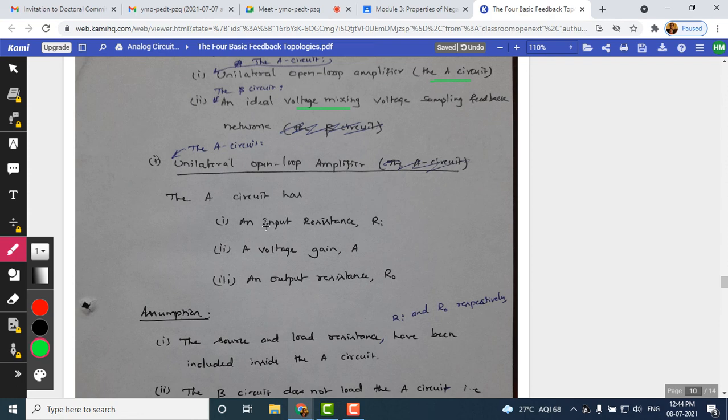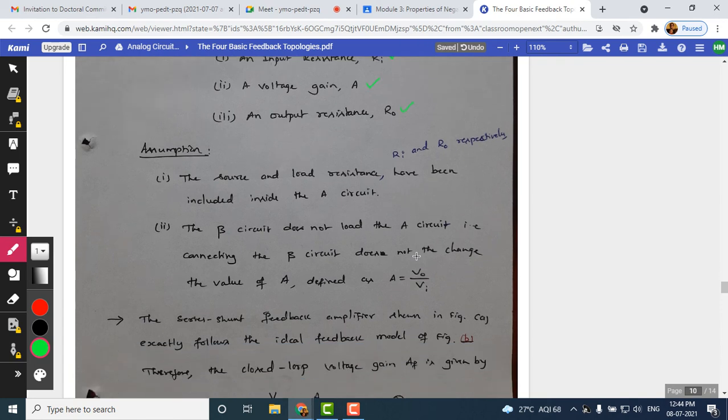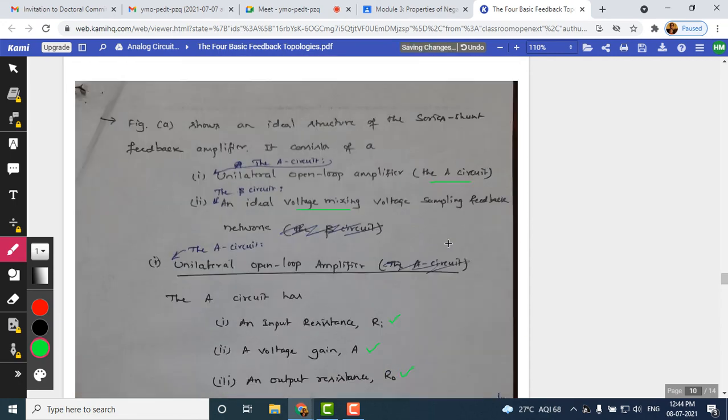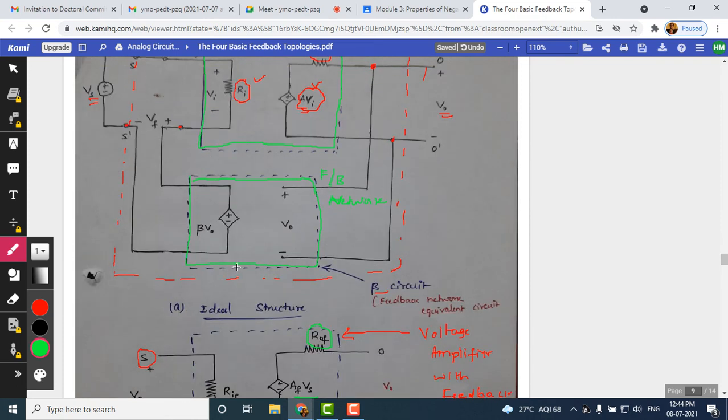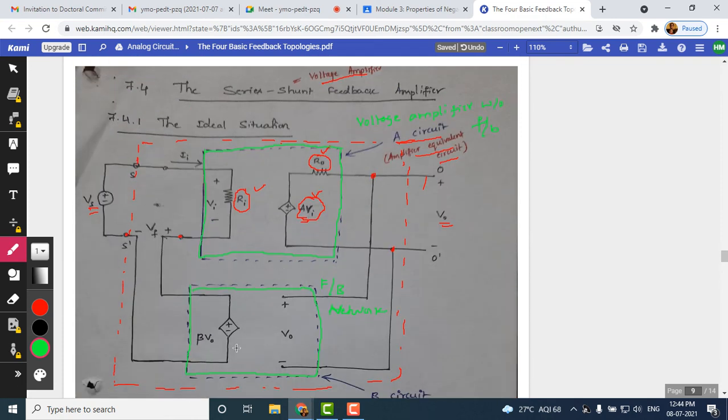And see the components of the unilateral open loop amplifier circuit. We have Ri, gain of the amplifier as A, and output resistance R naught here. And a few assumptions we are going to make here. The source and load resistance have been included inside the A circuit. That is an assumption we make here. And the beta circuit does not overload the A circuit. That is another important assumption: this second part, the beta circuit, should not overload this.